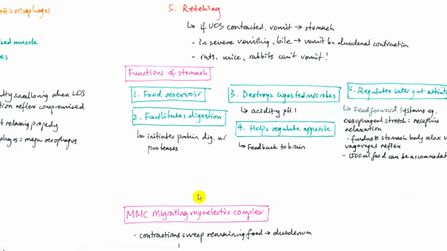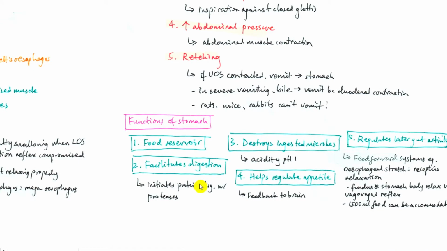Now we move on to the stomach. So there's 5 main functions of the stomach. It's a food reservoir. It facilitates digestion, so it initiates protein digestion because there's proteases in it. It destroys ingested microbes because it contains acid around pH 1 to pH 3, and it helps regulate appetite, so it feeds back to the brain on how stretched it is.